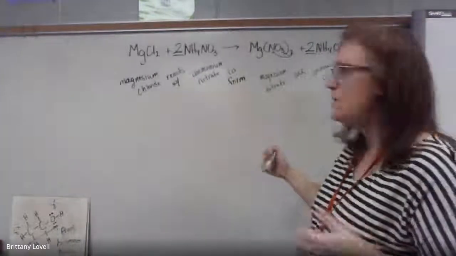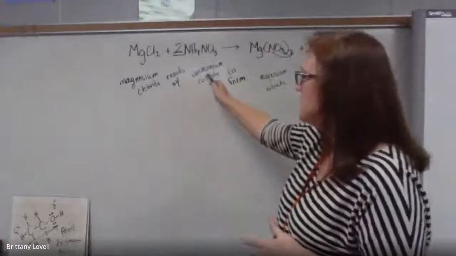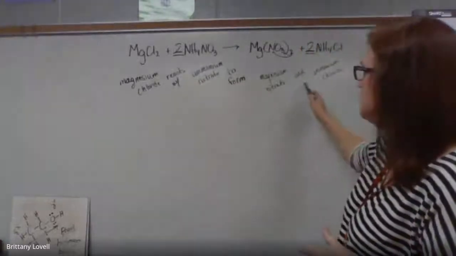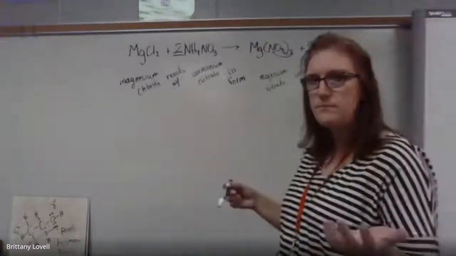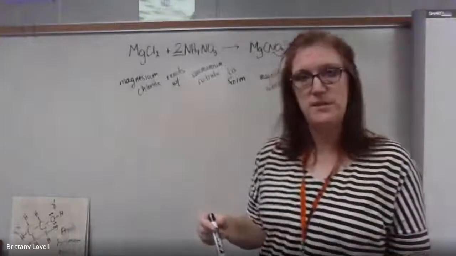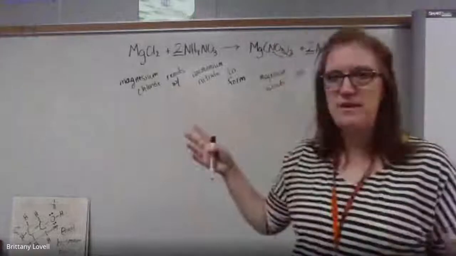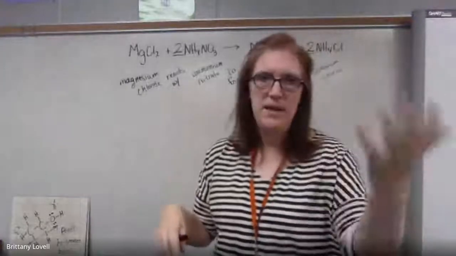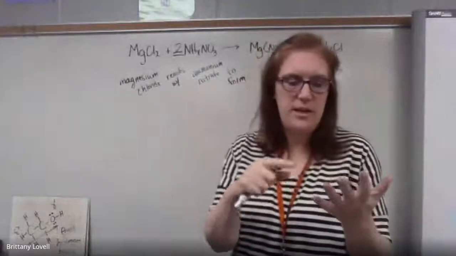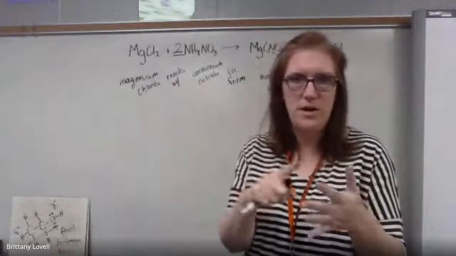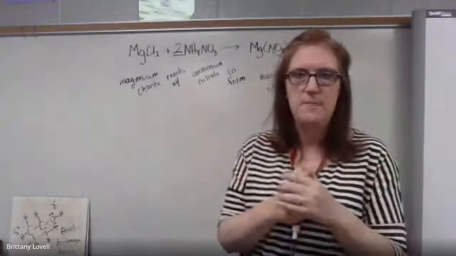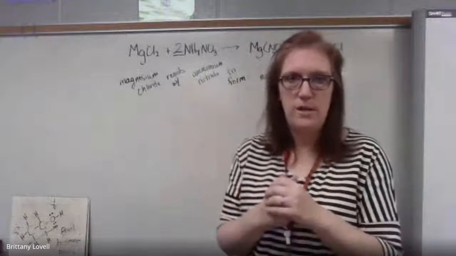There's our sentence form. Magnesium chloride reacts with ammonium nitrate to form magnesium nitrate and ammonium chloride. You don't have to mention the coefficients. Okay, this is basically like writing a cookie recipe. Like if you wanted to bake cookies, you're going to need flour, sugar, eggs, and chocolate chips. And you would make chocolate chip cookies.